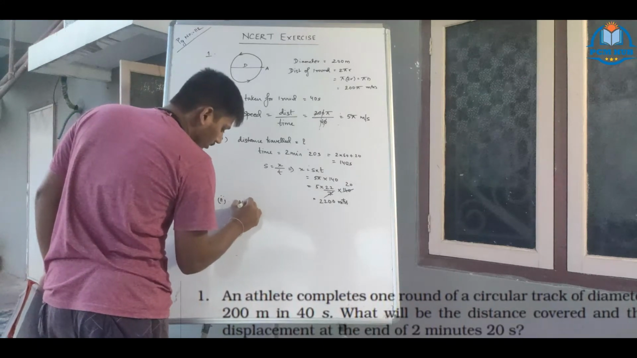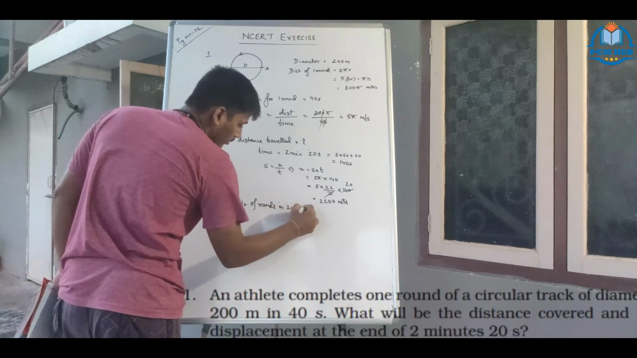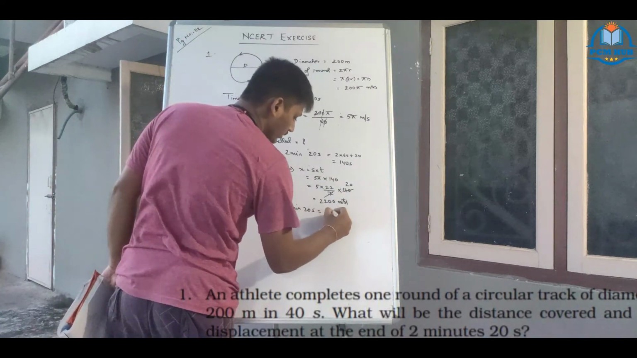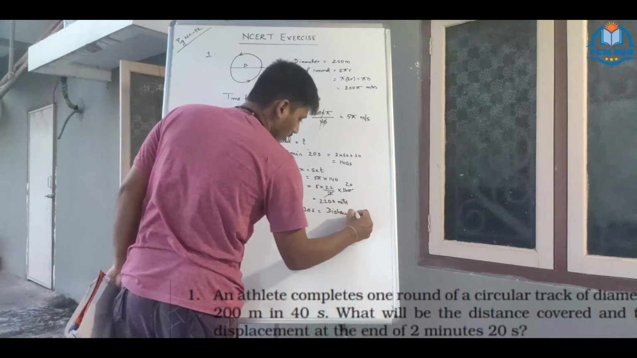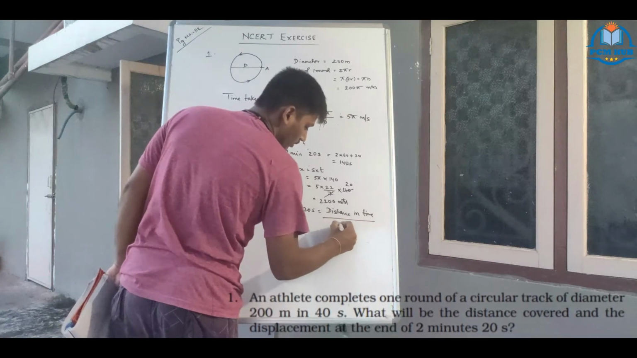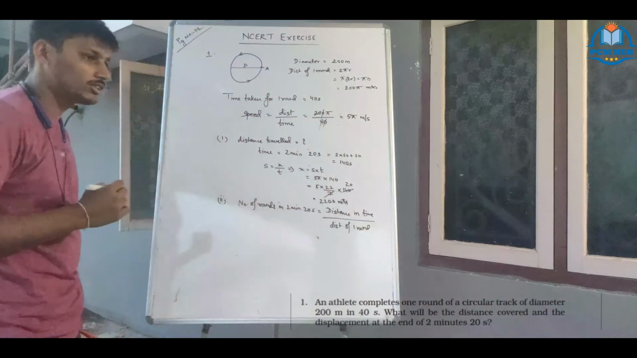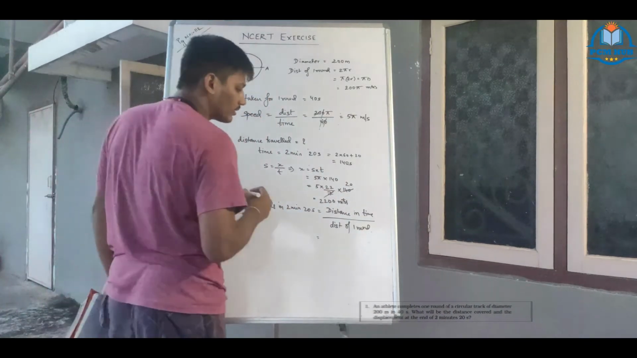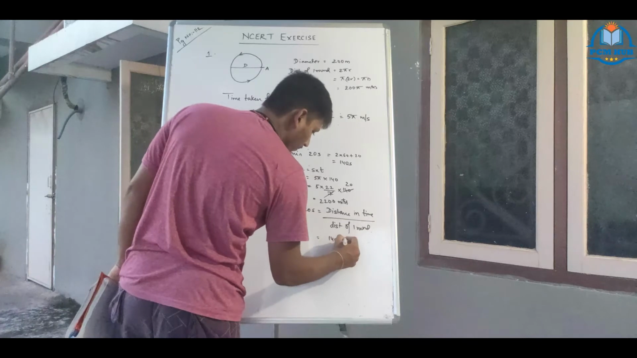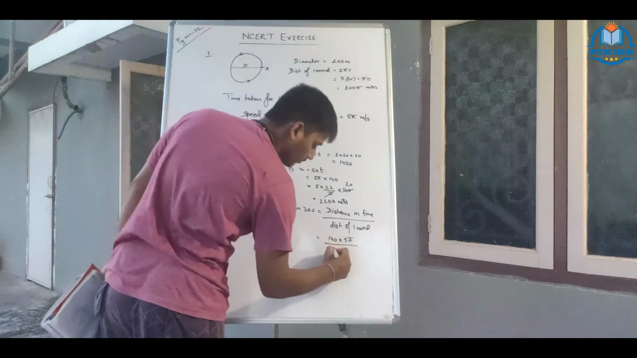So the number of rounds in 2 minutes 20 seconds: how many rounds? Distance in the given time by the distance of one round is the number of rounds. So what is the distance in the given time? 2200. You can write 140 into 5 pi also, because of simplicity of cancellation. The distance of one round is 200 pi.